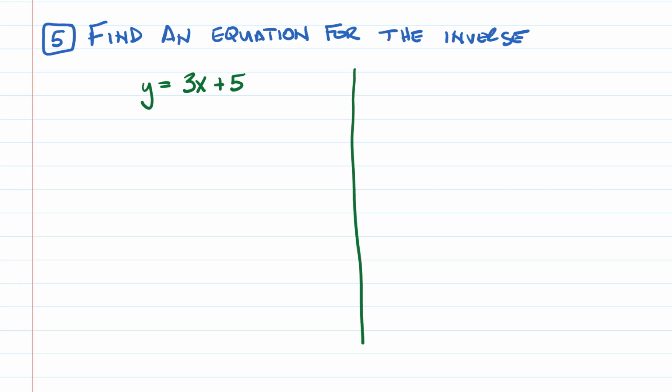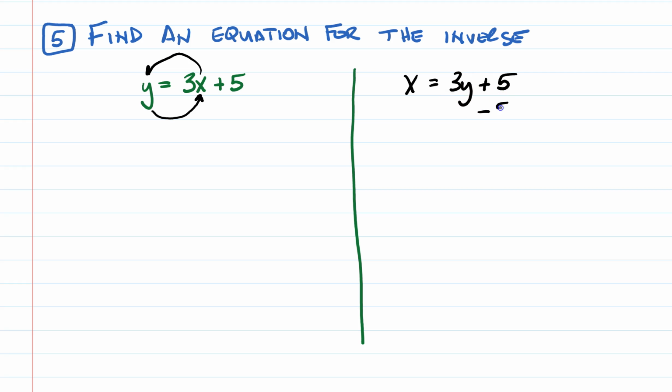Okay, in box 5, we're going to actually apply this logic to an equation. So let's say I have an equation of a line that says y is equal to 3x plus 5. And what I'm interested in is the equation for the inverse. So the first thing I'm going to want to do is switch the x and the y variables. So now I would have x is equal to 3y plus 5. And all I have to do now is resolve this equation for y.